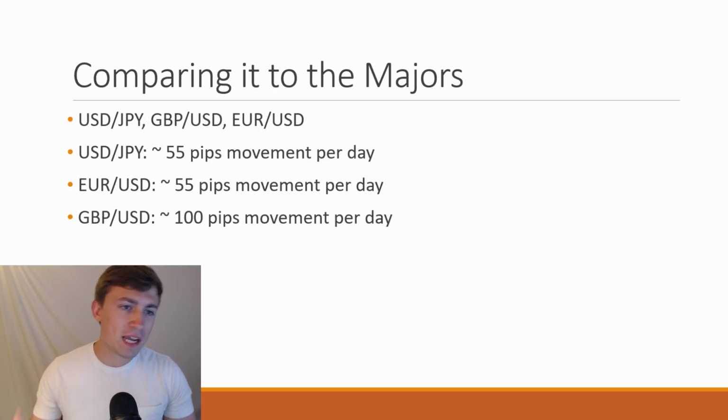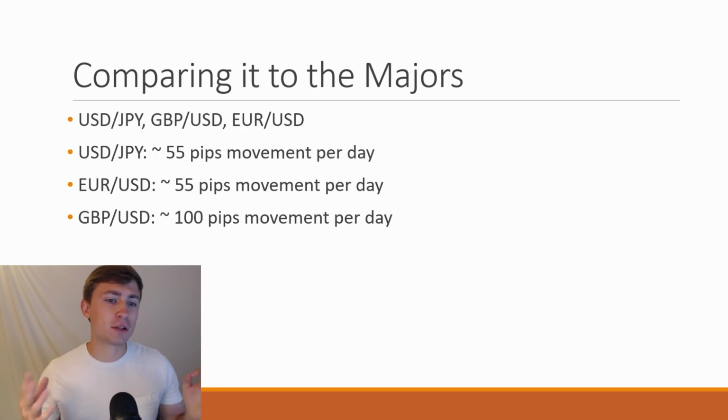Comparing it to the majors, the three majors, of course, are the dollar yen, the pound dollar, and the euro dollar. Of these three, you can tell that the pound dollar is the most volatile. The USD/JPY and EUR/USD are each moving about 55 pips per day, while the pound dollar moves nearly 100 pips on average per day. So it's super volatile compared to the other two majors.